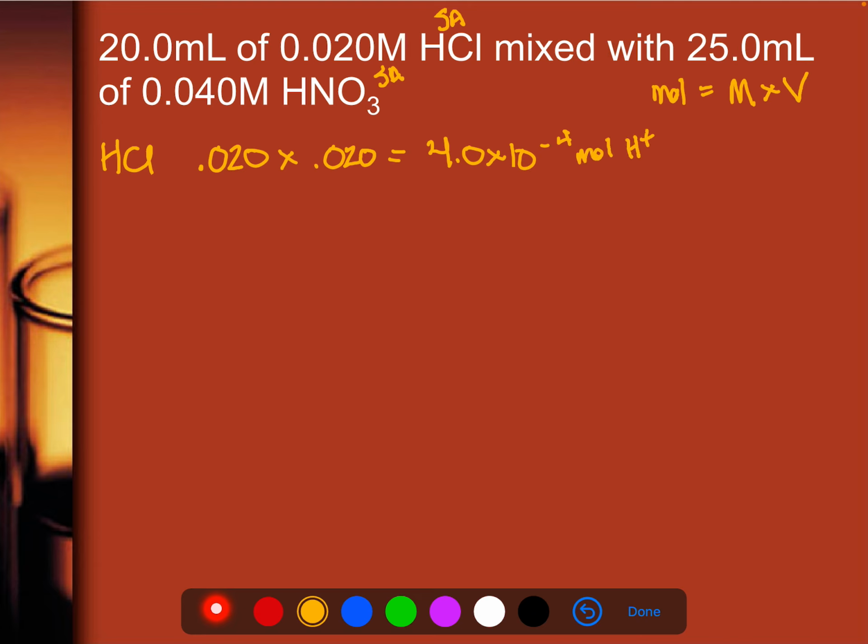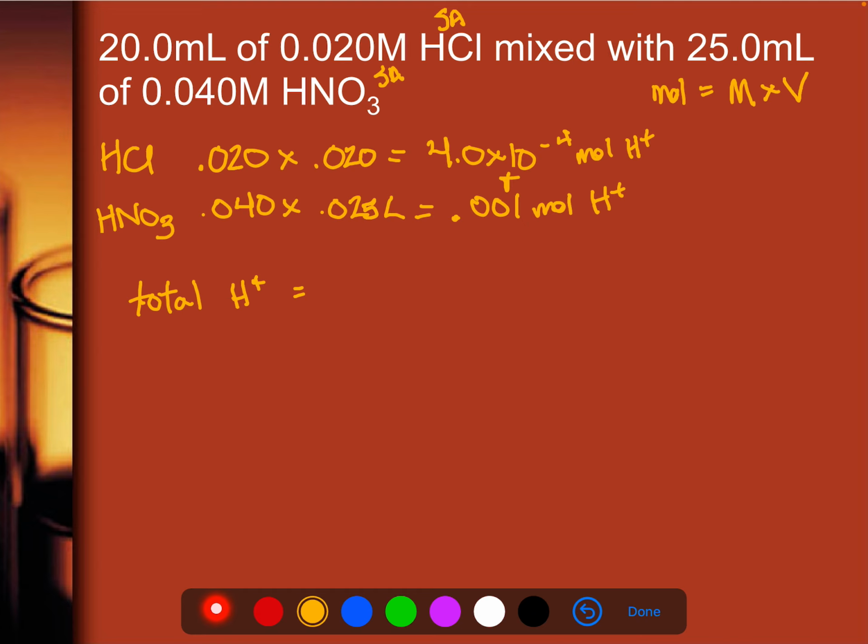We have to do the same thing with the nitric acid. The molarity is 0.040 times our volume, which is 25 milliliters, that would be 0.025 liters. When we multiply, that is 0.001 moles of hydrogen. So we said we add those together. That means our total hydrogen is going to be 0.0014 moles.